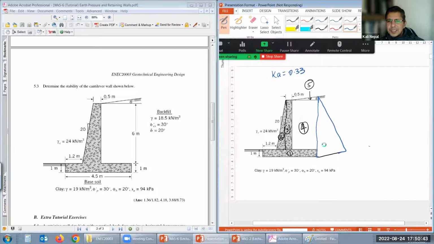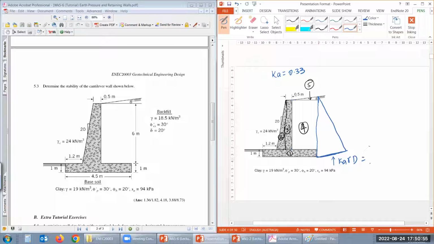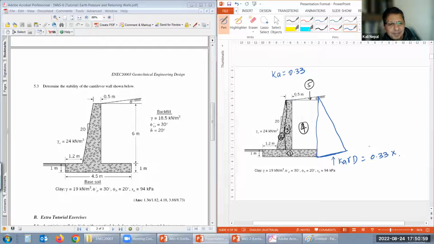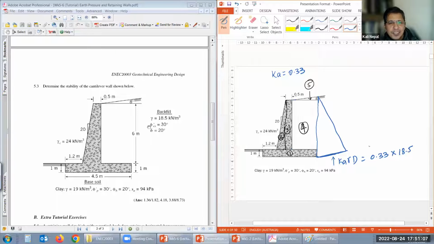All right. So who can tell me now how much this is? Ka, comma, D. Yeah, so can you compute now? How much is it? K is 0.33 times what's the gamma? Gamma is 18.5. 19, sir. No, at the top, you need to check the backfill. This is for the base, all right? For the base we will calculate only bearing pressure. So 18.5 here, all right? Times, what is the depth at this point?